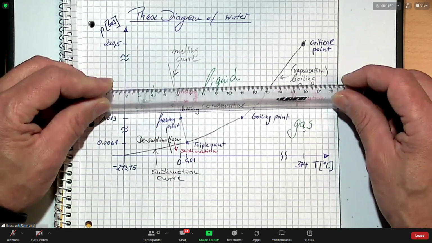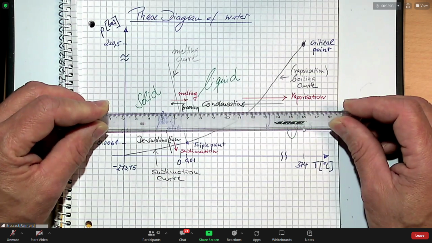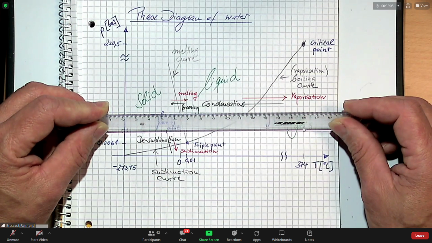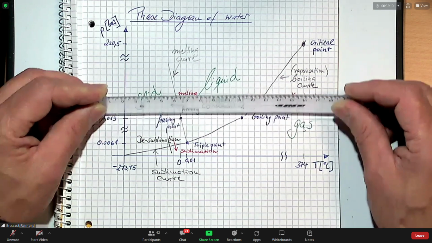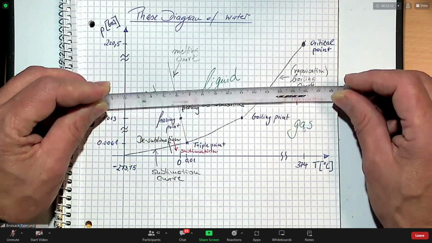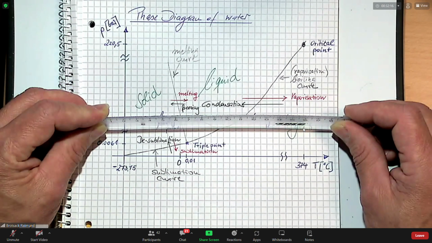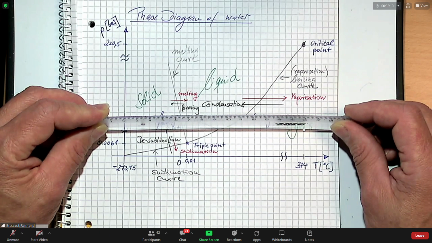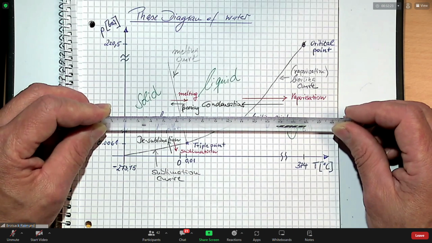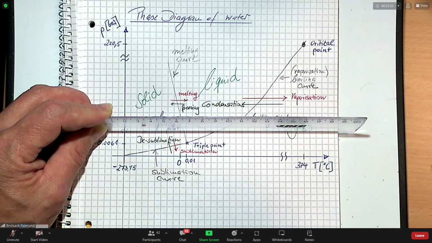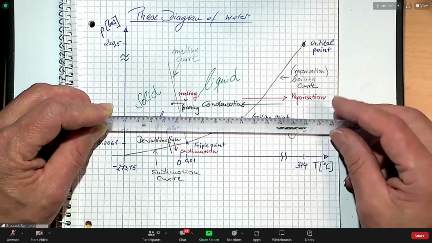When you now reduce pressure, the freezing point again, you go down with the pressure. We go down pressure, so both freezing point will be higher. Yeah, you're right. Sorry, I made a mistake. So the freezing point will increase, but only a little, and the boiling point will be reduced.